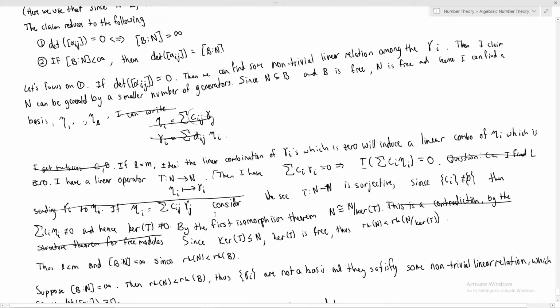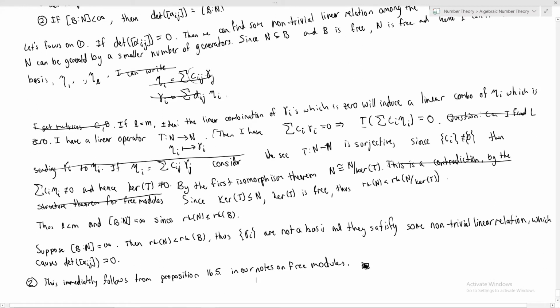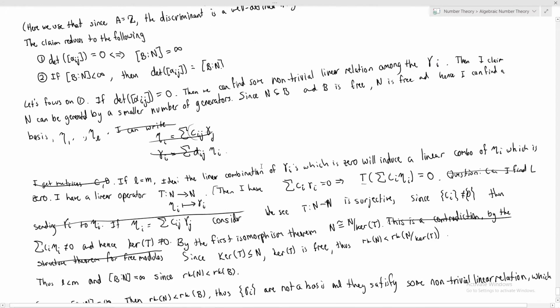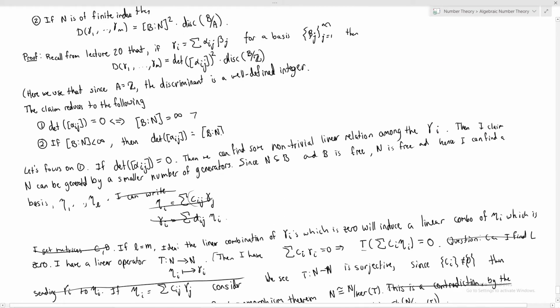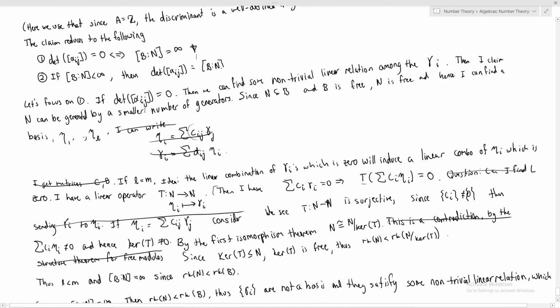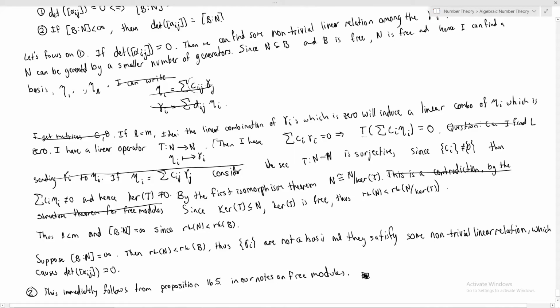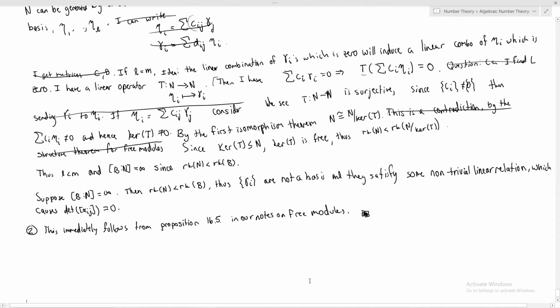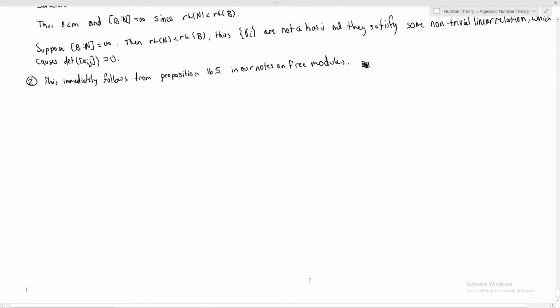Okay, so this proof turned out to be harder than I remember it being, in particular condition 1 here. But the basic idea is that this determinant being 0 forces this N to have smaller rank than B, which in turn forces this index to be infinite. Okay, so let's go ahead and move on to focusing on the discriminant and its relation to Galois theory.